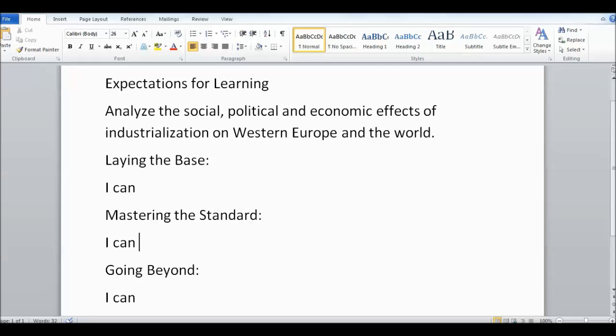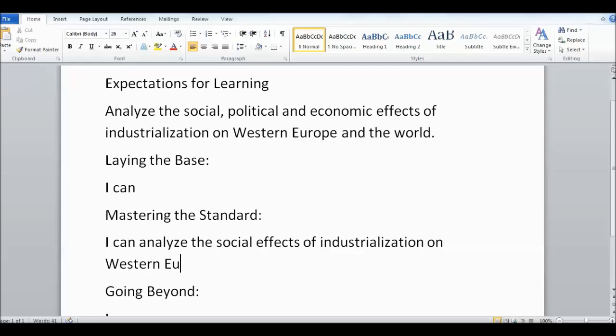Let's start with mastering the standard in this piece. So we're going to go right to the language of the particular expectation for learning, the cognitive verb, and we're going to keep the rigor. I can analyze the social. Now here's where we can go lesson length. I would, in a lesson, probably not teach social, political, and economic effects in the same day. I can analyze the social effects of industrialization on Western Europe and the world.